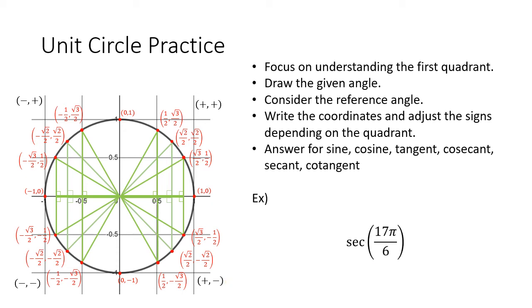Okay, secant of 17 pi over 3. Well, first of all, 17 pi over 3 is outside of what would be my comfort zone, which is between 0 and 2 pi.